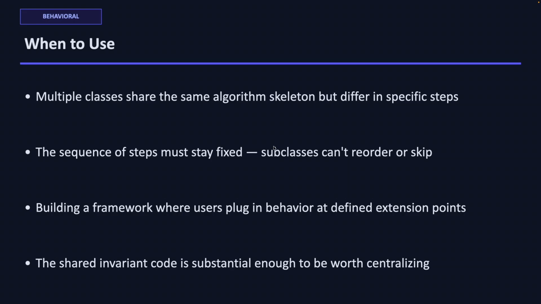When you're building a framework or library, when users need to plug in custom behavior without being able to accidentally reorder or skip steps, this is a very good way. It's a good idea to have this kind of implementation as well. It's like enforcing this specific invariant skeleton method of executing in this pattern. So you're forcing no change. The invariant part of the algorithm is substantial enough to be worth centralizing. If the shared code is only one line, it's not really worth a lot of this overhead.